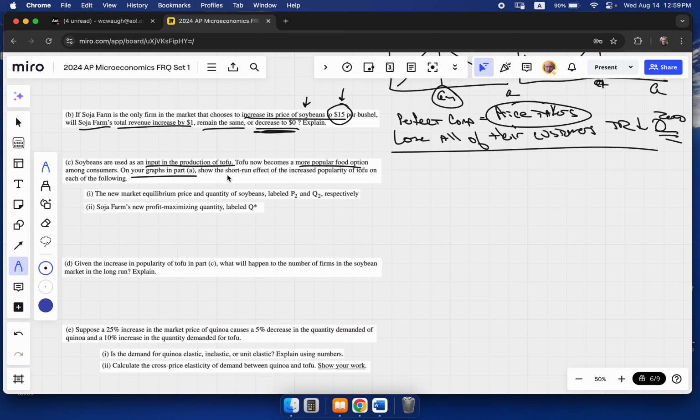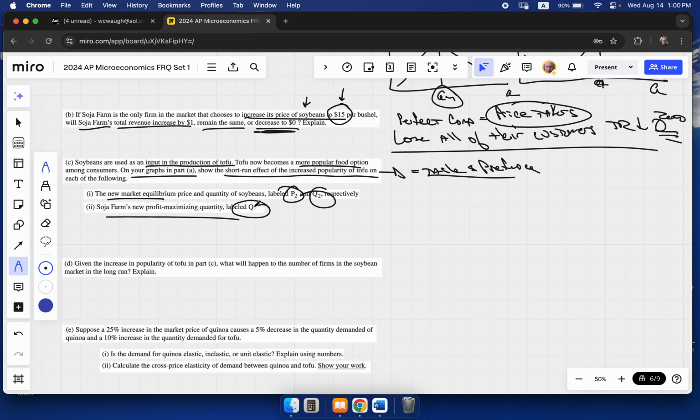On your graph in A, show the effect of an increase. This is just a demand determinant. People's tastes and preferences become more favorable for soy or tofu. Therefore, demand for soybean is going to increase. We want to show our new price, market price, and the new quantity for the firm.